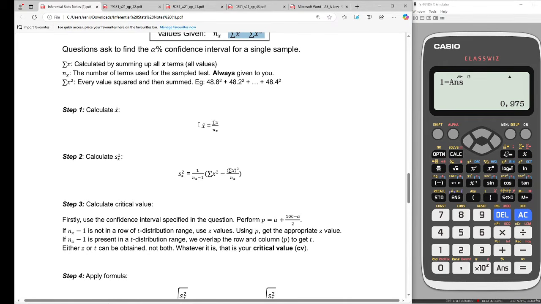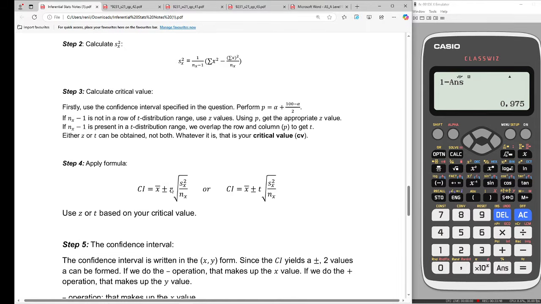Step 1, calculate the mean. Step 2 is calculating S2 of x. Step 3 is calculating the critical value. So we have a few similarities with the test, except that we are just changing the steps. And finally, the most important formula for the confidence interval is this one right here, where the only variation is that we use z or t.